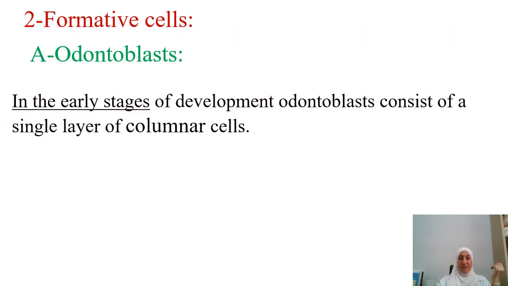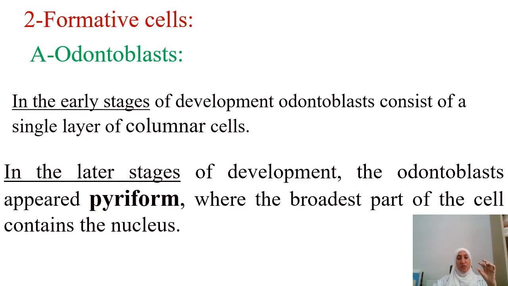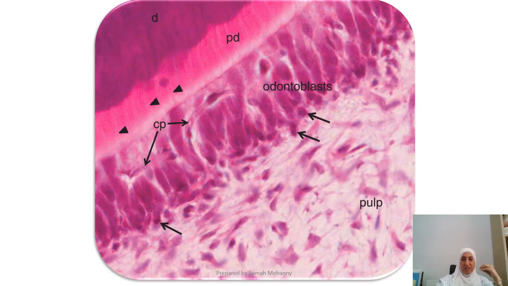Regarding the odontoblasts, as we mentioned, in the early stage, the odontoblasts consist of a single layer of columnar cells, while in later stages, the odontoblasts take a piriform shape, with the plump end containing the nucleus and the narrow end toward the process that extends into the dentinal tubules. This is a longitudinal section showing the odontoblasts. These are the odontoblasts.